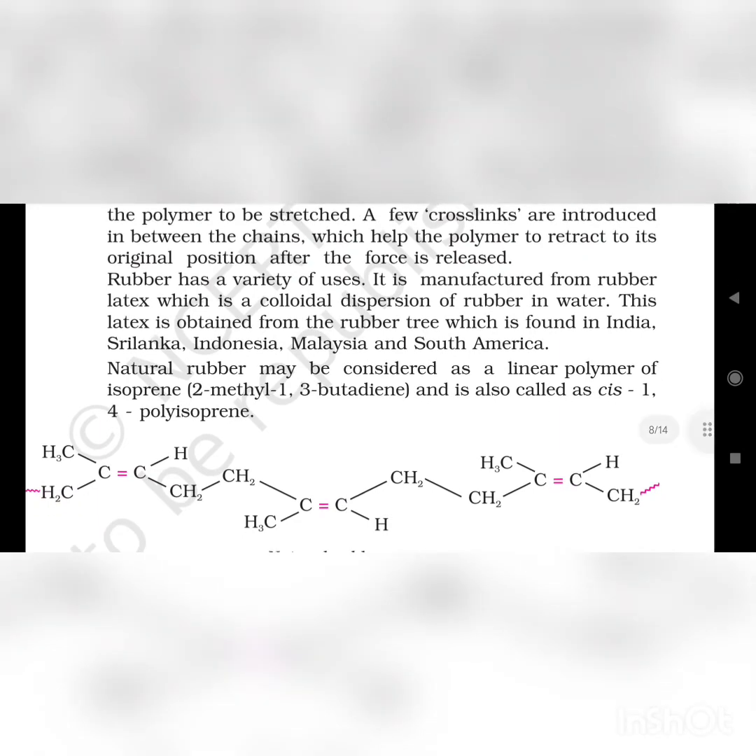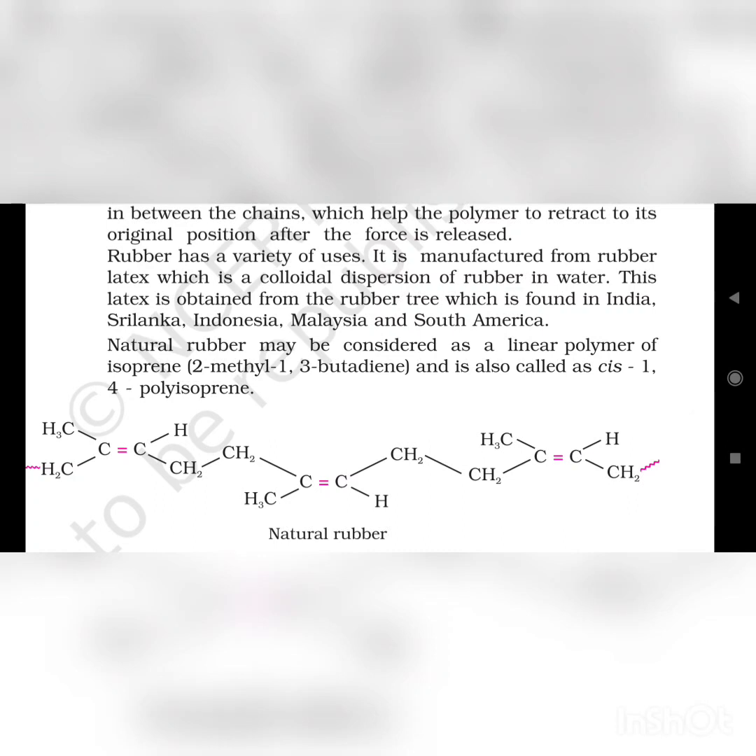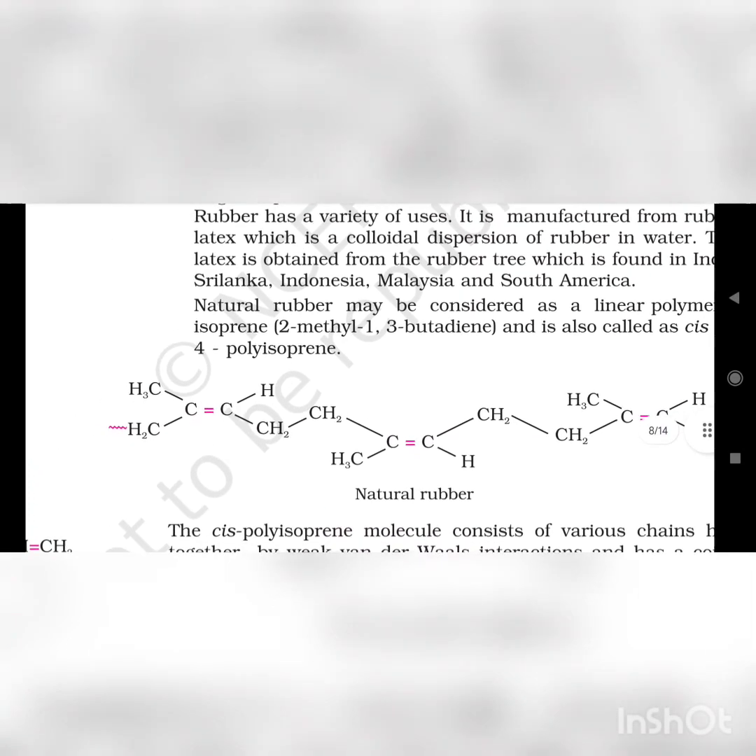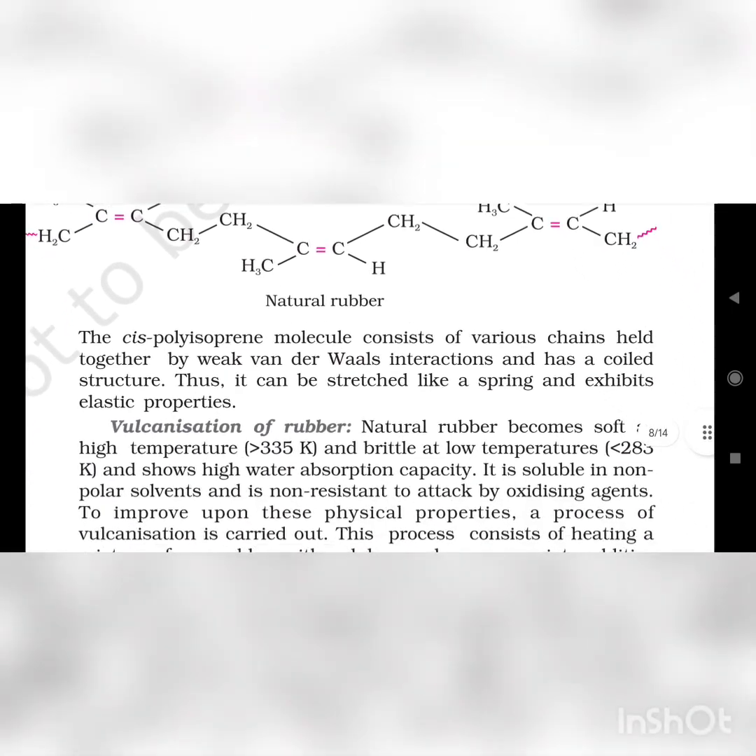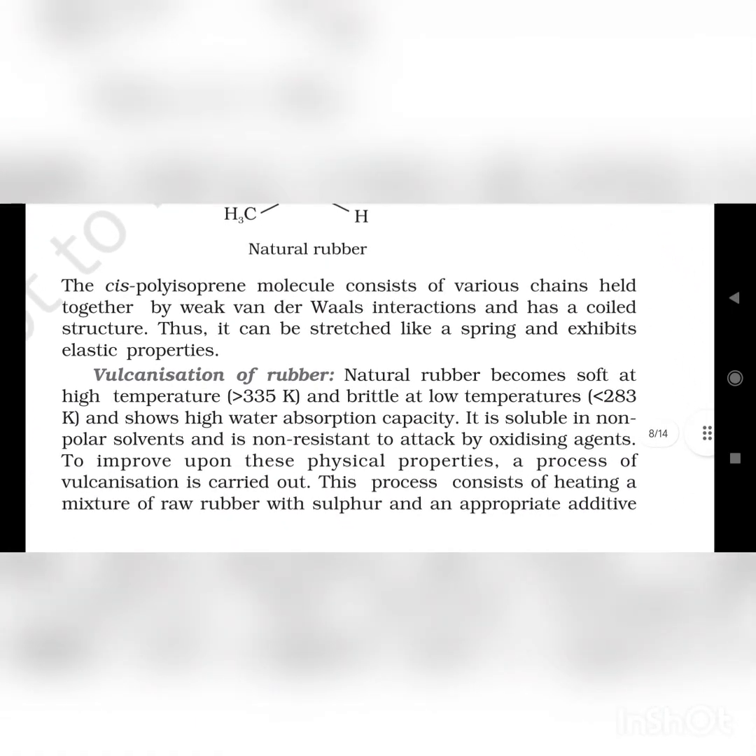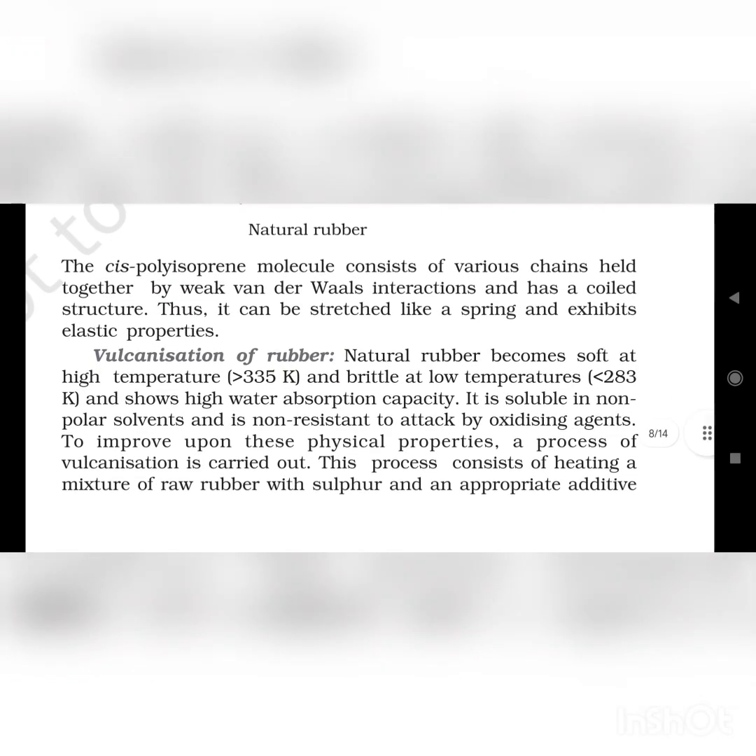This latex is obtained from the rubber tree, which is found in India, Sri Lanka, Indonesia, Malaysia, and South Africa. Natural rubber may be considered as a linear polymer of isoprene called cis-1,4-polyisoprene. Here is the structure of natural rubber. The cis-isoprene molecule consists of various chains held together by weak van der Waals interactions and has a coiled structure. Thus, it can be stretched like a spring and exhibits elastic properties.